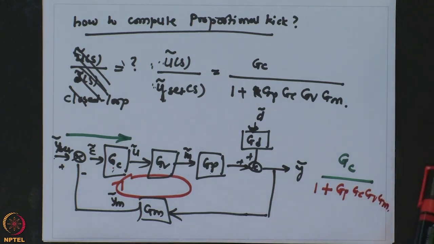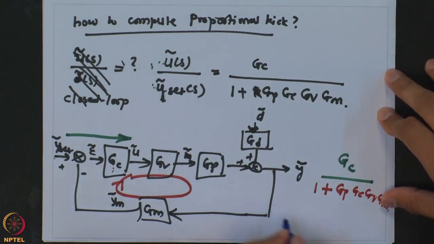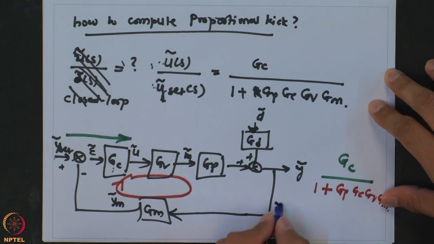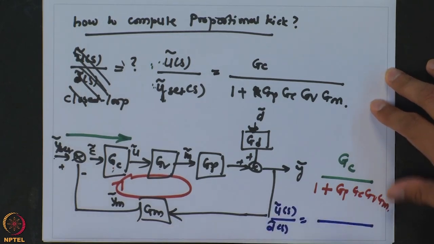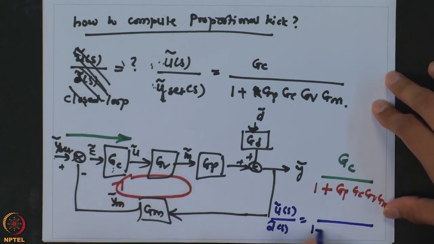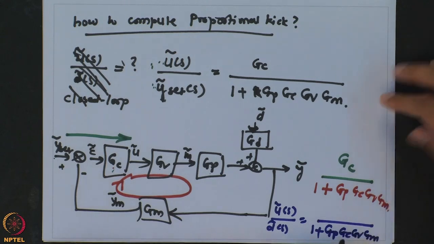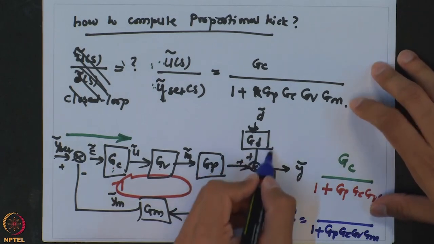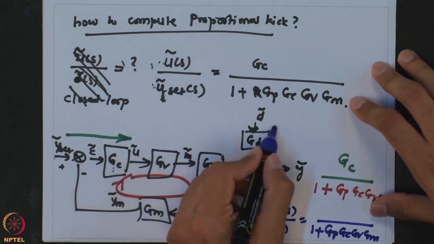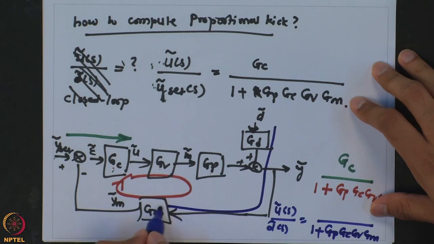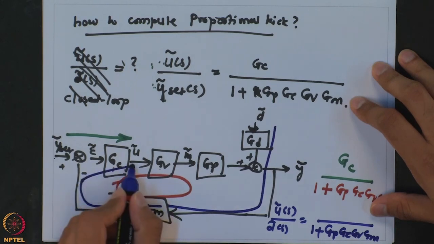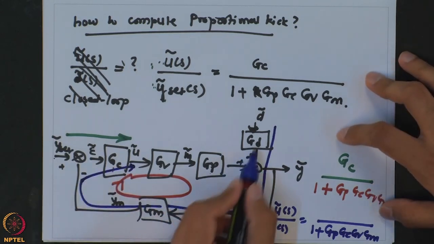Using the same logic, if we were interested in finding the transfer function between, let us say, US over DS, then the denominator remains the same because the closed loop is not changing. But for the numerator, now we have to go from D to U. So the path it is going to take is this.